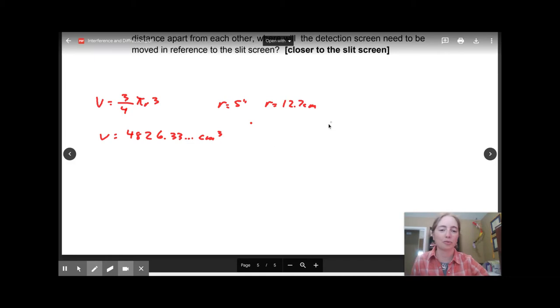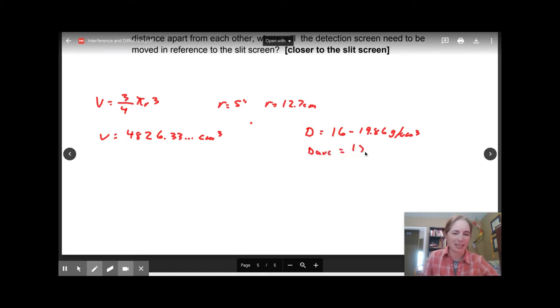Well, I did a quick Google search to calculate the average density of plutonium. The density ranges depending on the isotope, and it ranges from 16 to 19.86 grams per centimeter cubed. So I just took the average of those two numbers to give us kind of a middling value. So this is the number that I used in my calculations.